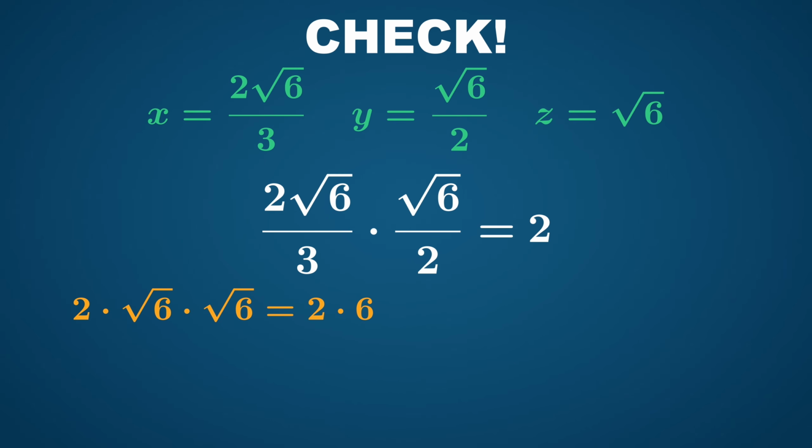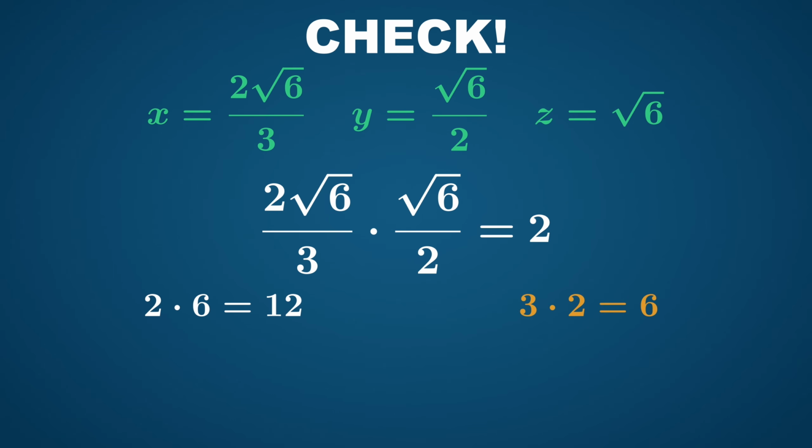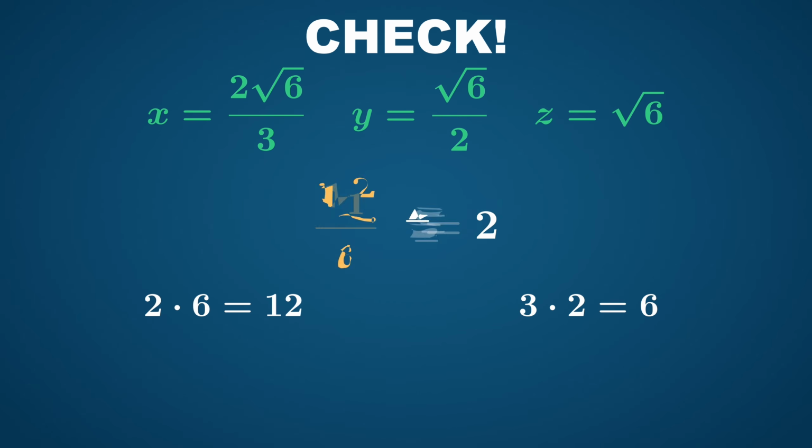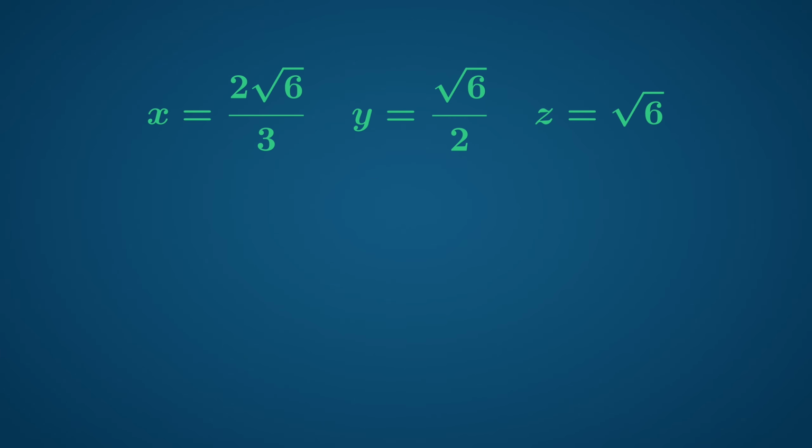Root 6 times root 6 is 6, so the numerator is just 2 times 6. 2 times 6 is 12, which is the final value for the entire numerator. We multiply the denominators 3 and 2 to get the whole number 6. We divide the numerator 12 by the denominator 6 to get 2. This perfectly matches the first equation in our original given system.